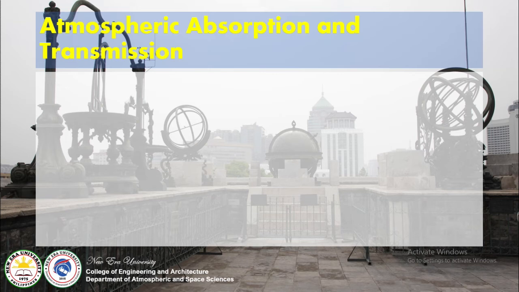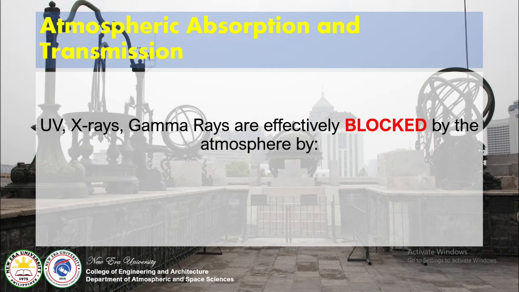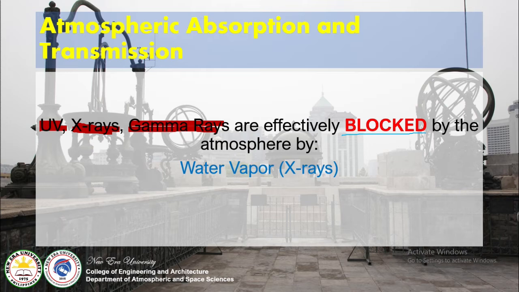Now, as we can see in the atmospheric window, visible light, near infrared light, and radio waves can be observed on the ground, but ultraviolet, X-rays, and gamma rays are effectively blocked, no? By the atmosphere. Water vapor blocks X-rays, while ozone, oxygen molecules or oxygen gas, and carbon dioxide block ultraviolet rays.